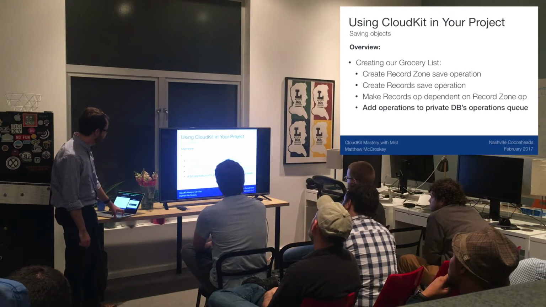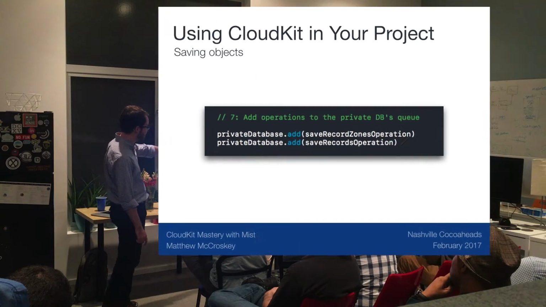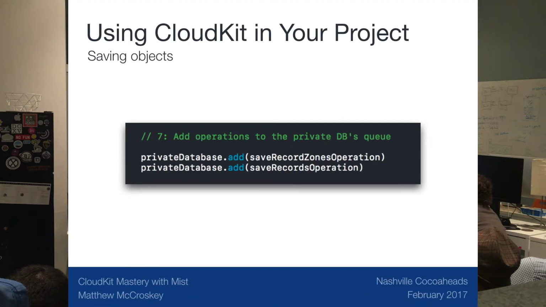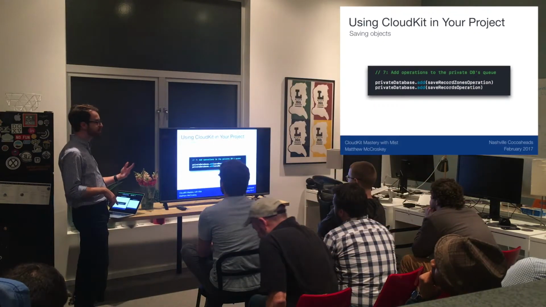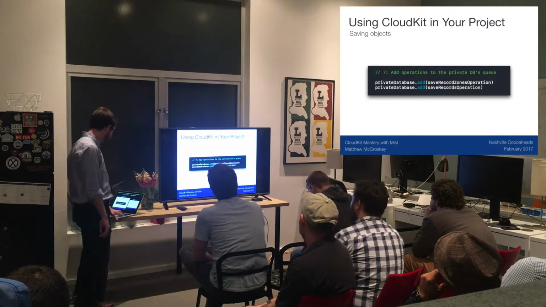Finally, we'll add them to the operation queue. I neglected in this slide to show you how to get the private database, but it's pretty simple. CKContainer has a class function default, which gives you the default container, and that default container, just like every container, has a public, private, and shared database for the current user. So that's how you get that, and then you just add these operations.